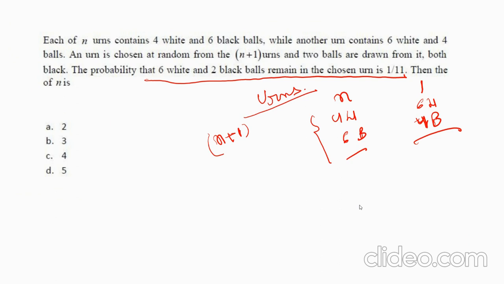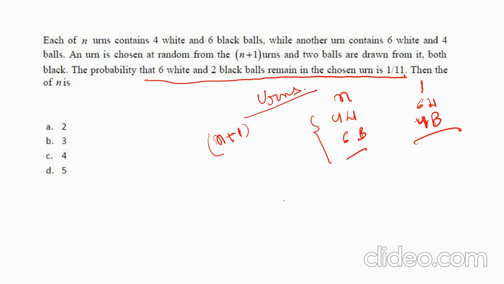Okay, just see, here we have four white and six black balls. If we take two black, we remain with four white and four black. But the given here is six white and two black. So if we take two black from here, then we will remain with six white and two black. So the question itself is telling us that we have chosen the second urn, and the probability of this is 1 by 11, and then we want to find n.